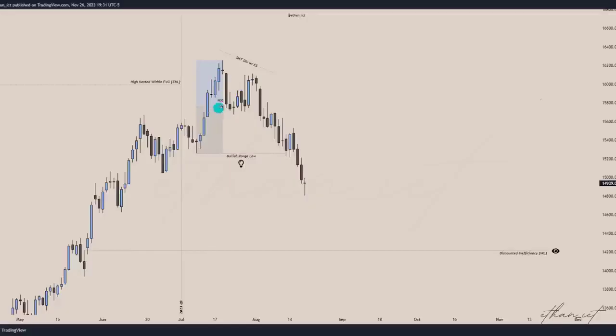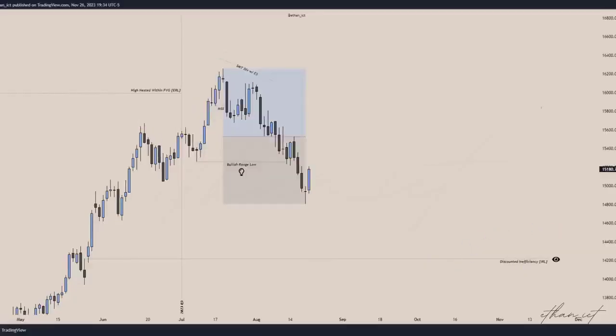So here we have that initial market structure shift right here. Once we take that high nested within a fair value gap on the monthly time frame and trade back under here, I was looking at this inefficiency, this fair value gap, to trade higher. But on ES, we took this high and NQ did not, creating that bearish SMT divergence. And once that occurs, we continue to displace lower through this bullish dealing range low, which sparked the idea that we are going lower into this discounted inefficiency on that monthly chart.